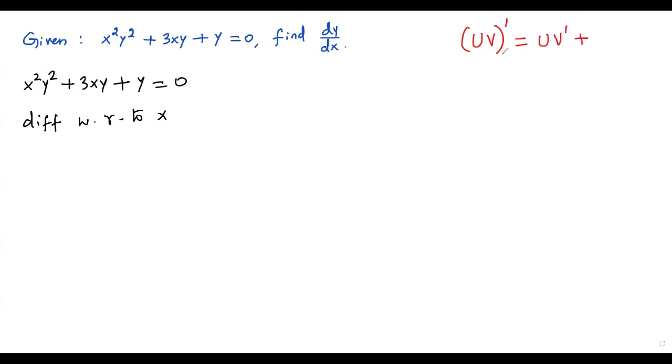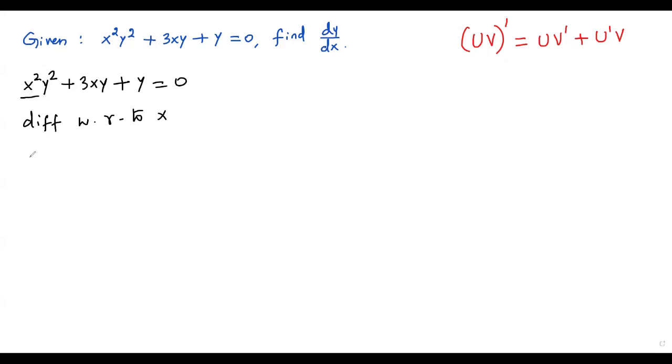Now I have to take a positive sign. Now I have to get the derivative of u, that is u prime, and keep the second term v as it is. So this is called the product rule. The same product rule I'm going to apply to get the derivative of the product x squared times y squared. Okay, so what should I do?